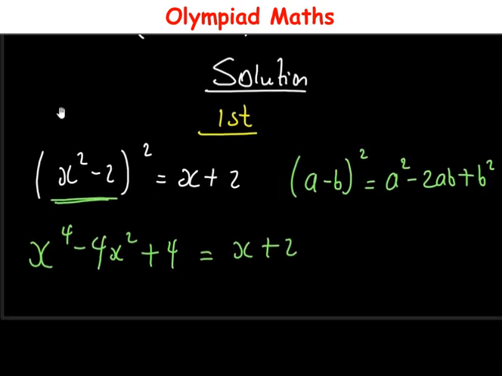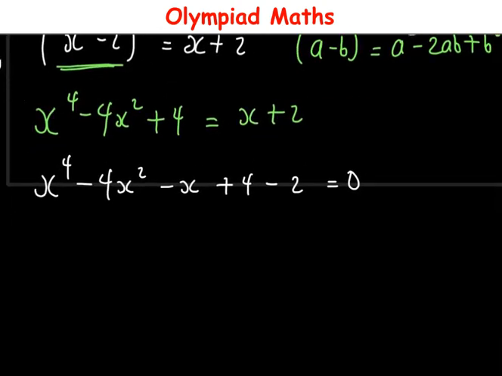With this, we are going to move x and plus 2 over to this side. We have x raised to the power of 4 minus 4x squared. Move x over to this side, minus x, plus 4. Move plus 2 to this side, minus 2 equals 0. So from here, we have x raised to the power of 4 minus 4x squared minus x plus 4 minus 2 plus 2 equals 0.